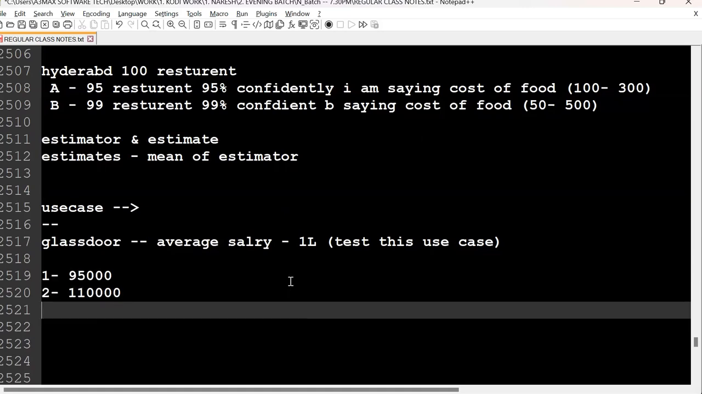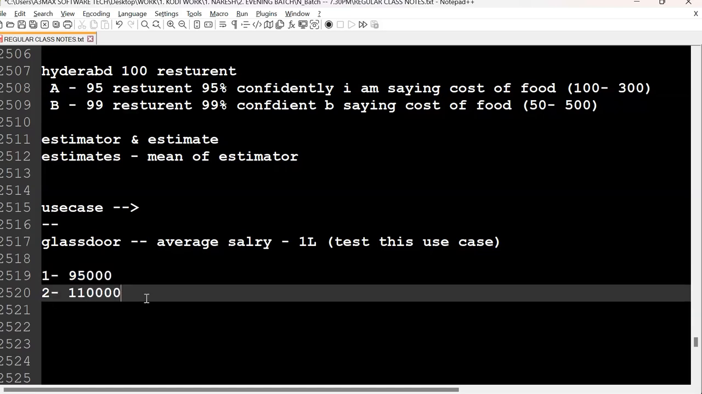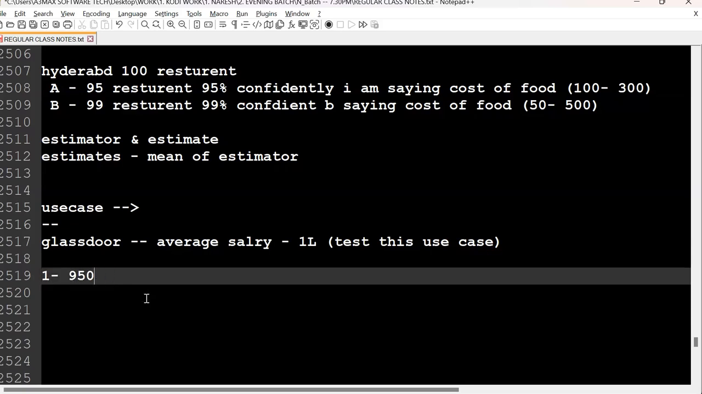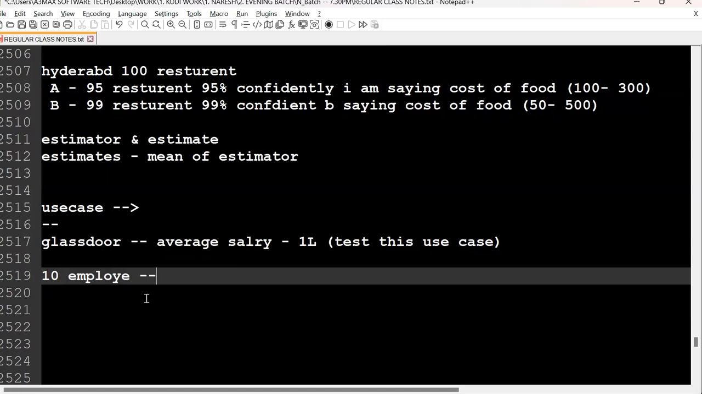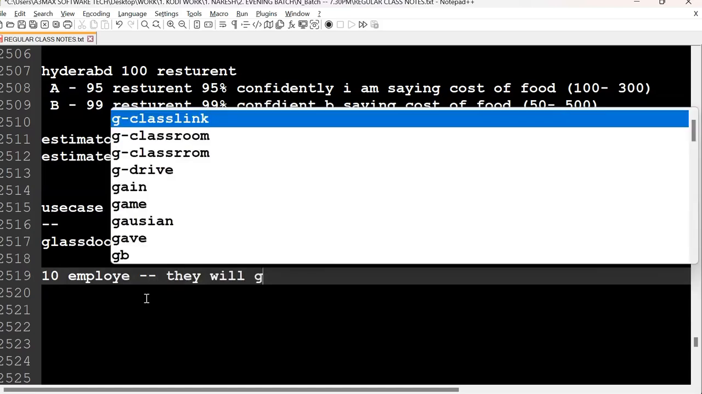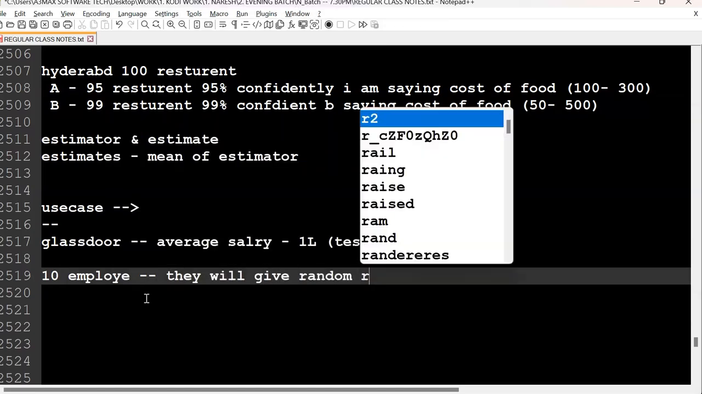These are hard concepts I'm trying to explain so that this thing would be injected. Now, how many persons did you ask? 10 employees. So if you ask 10 employees, will they give random answers or not? They will give random answers.